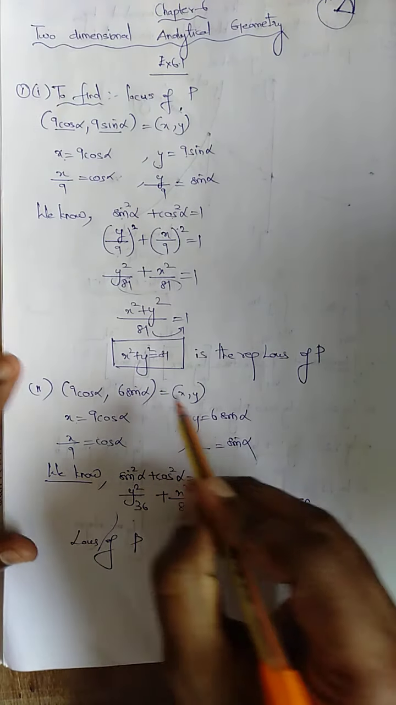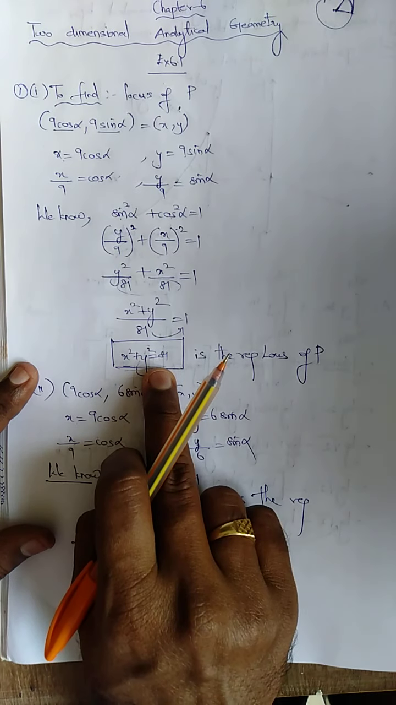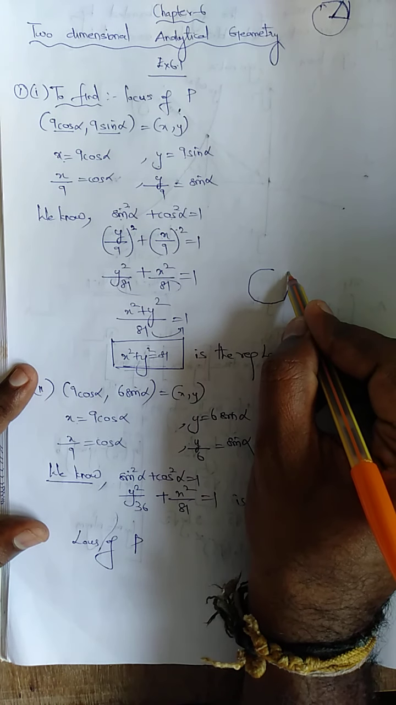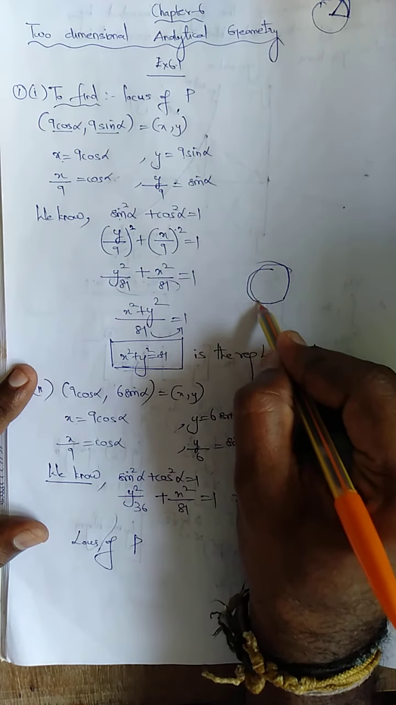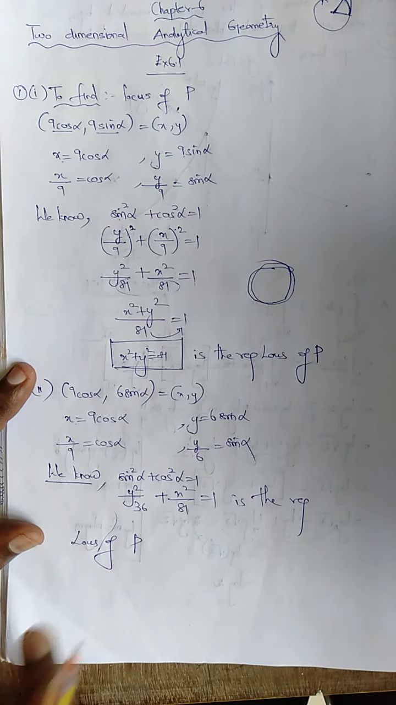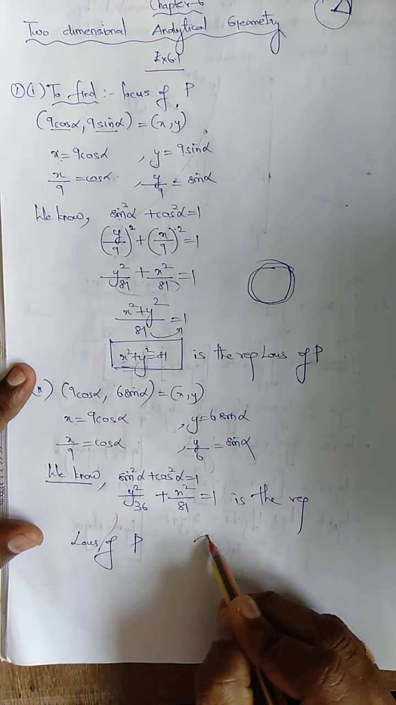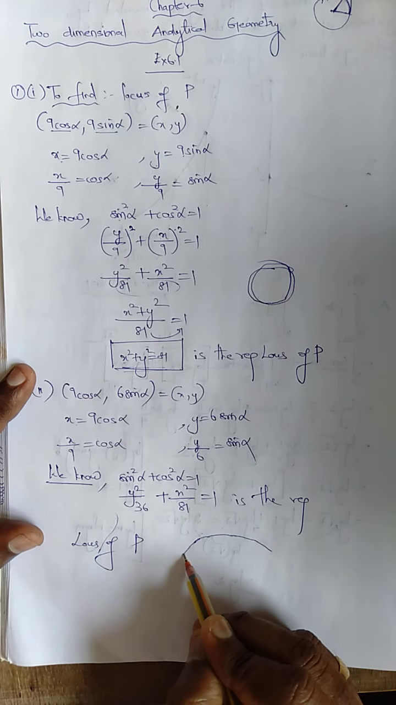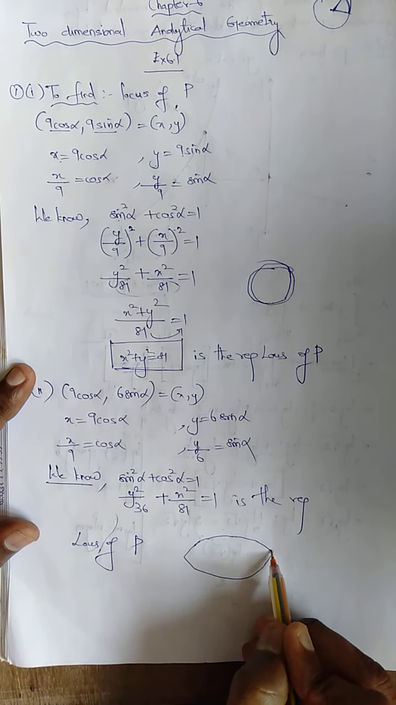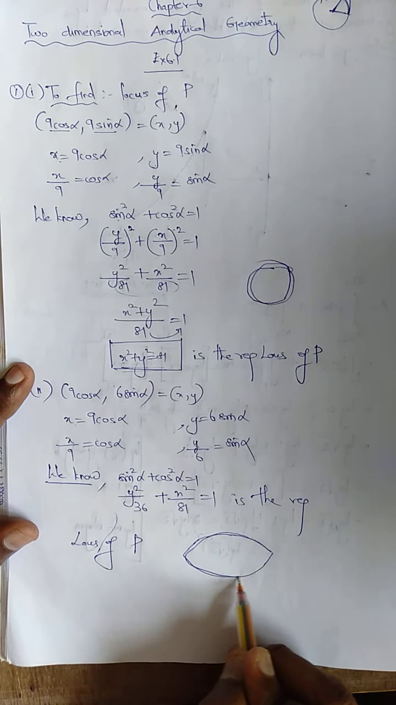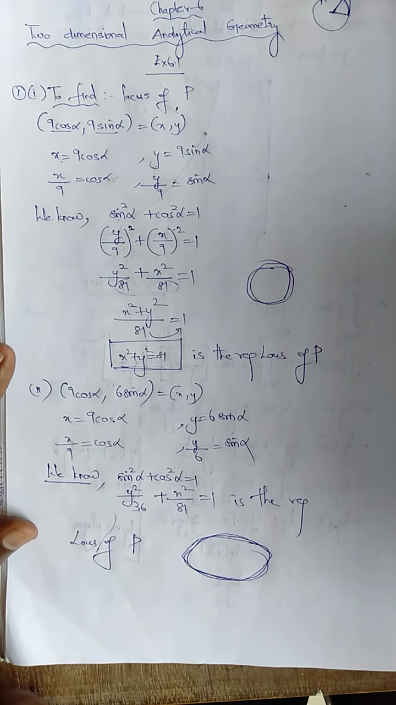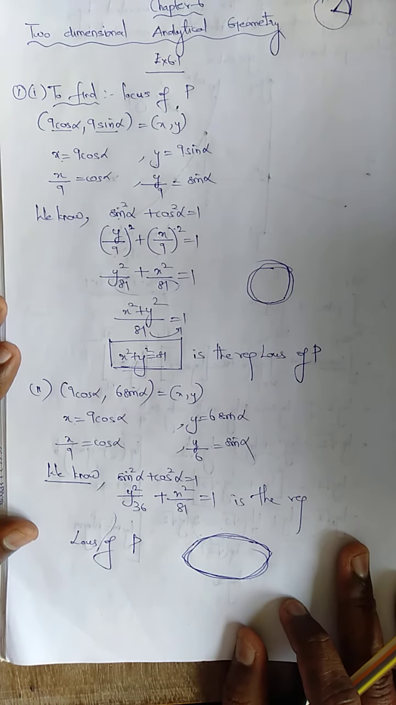The first locus is called a circle. The point is moving in the form of a circle, so x square plus y square is 81. This one is an ellipse. This equation is an ellipse. The point is moving in the form of an ellipse. The earth is in the form of an elliptical shape, and the point moves in an elliptical shape. So from this we have finished the first sum.